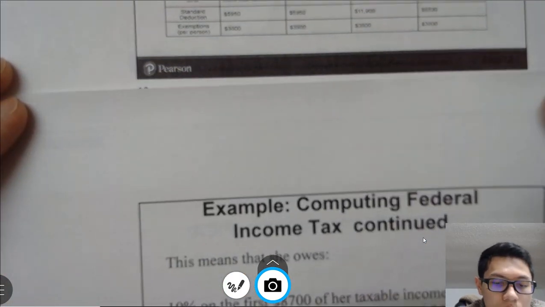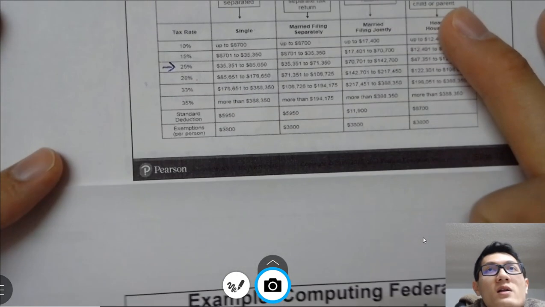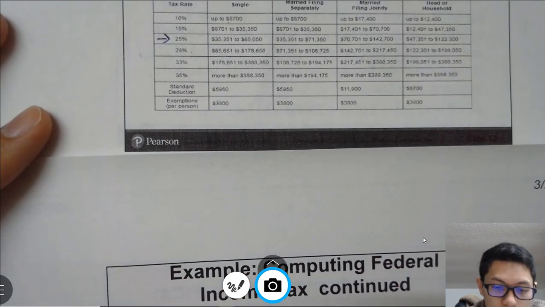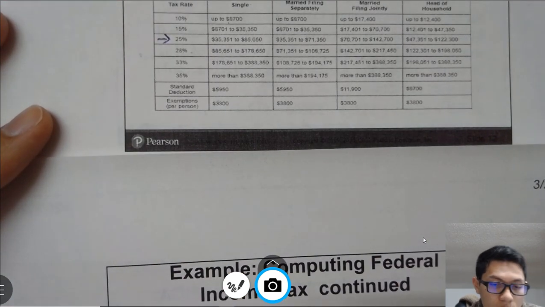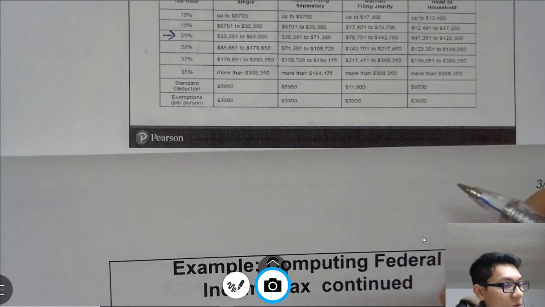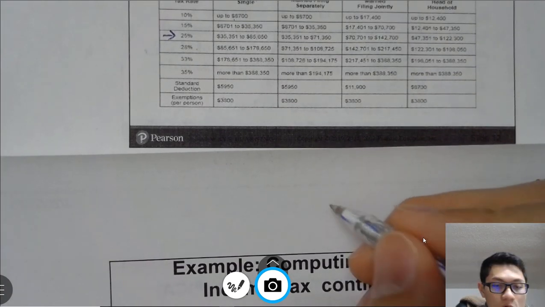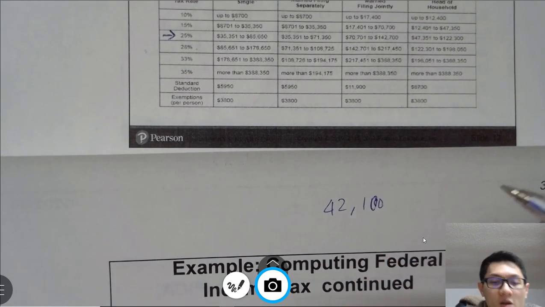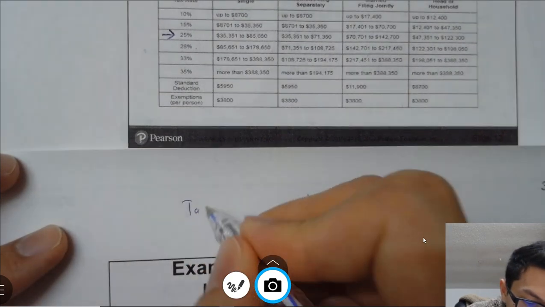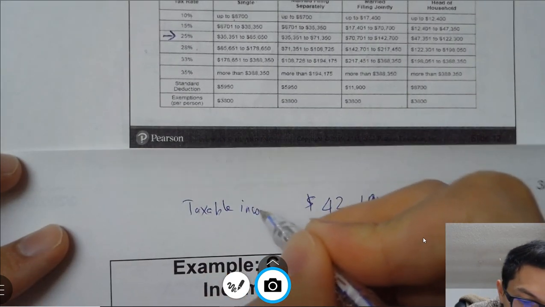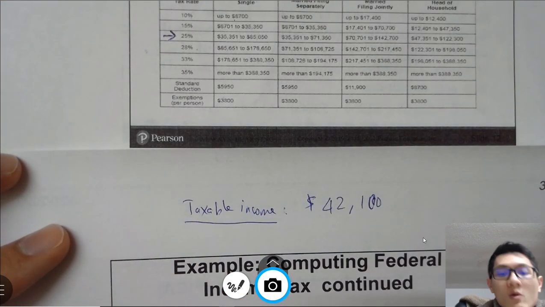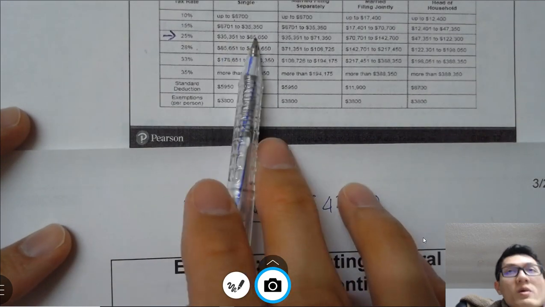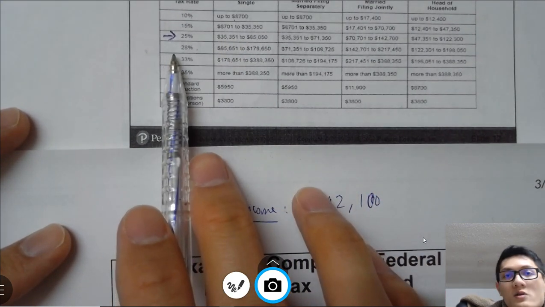All right, so we know that she falls in the 25% bracket because her taxable income was 42,100. This is her taxable income. After we get the taxable income, we take this number and compare. 42,100 is between these two numbers, and therefore she falls into the 25% bracket.